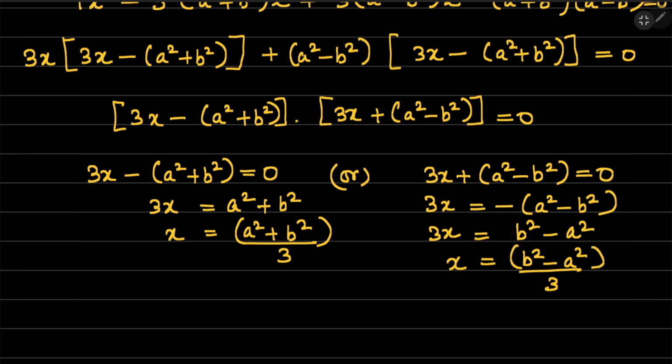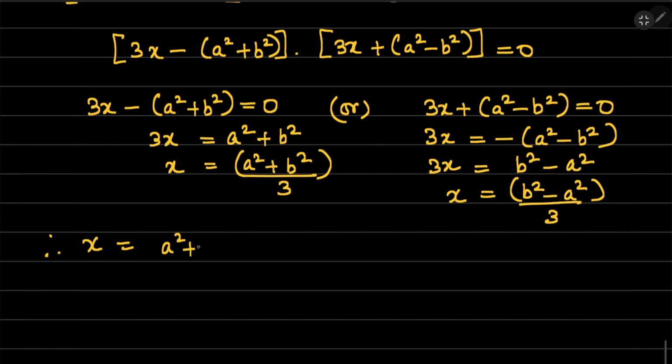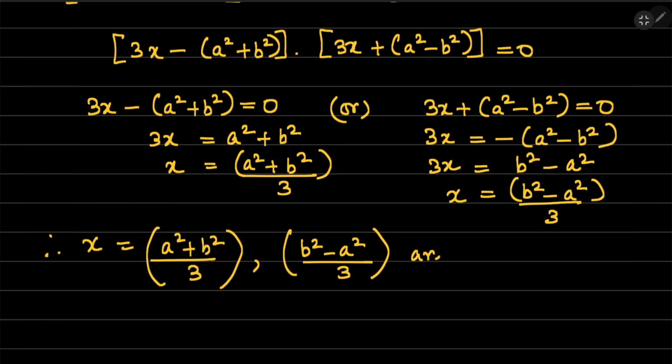So these are the two roots. So therefore, x is equal to, you can write a square plus b square by 3 is one root, and the other root is b square minus a square by 3. These are the required roots.